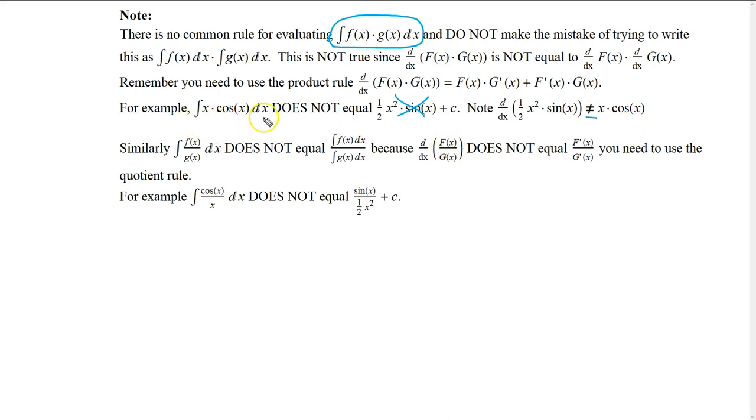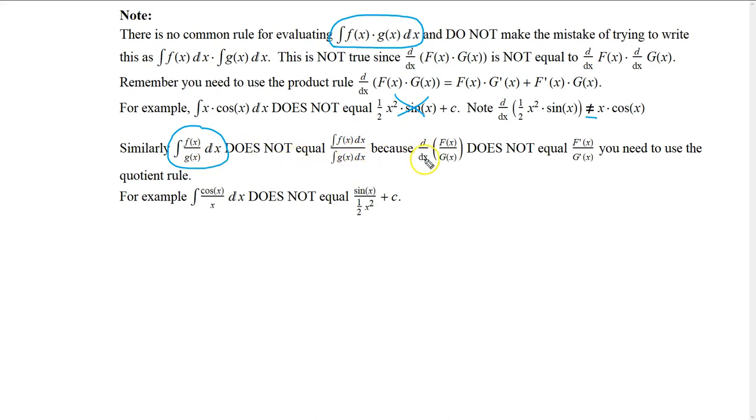We do have a technique to evaluate this, by the way, but it involves what's called integration by parts, and that's for later study. Similarly, you also cannot evaluate the antiderivative of the quotient of two functions by trying to take the antiderivative of the numerator divided by the antiderivative of the denominator. That does not work either.